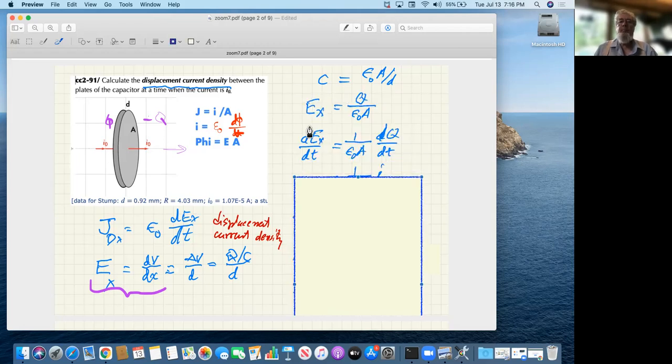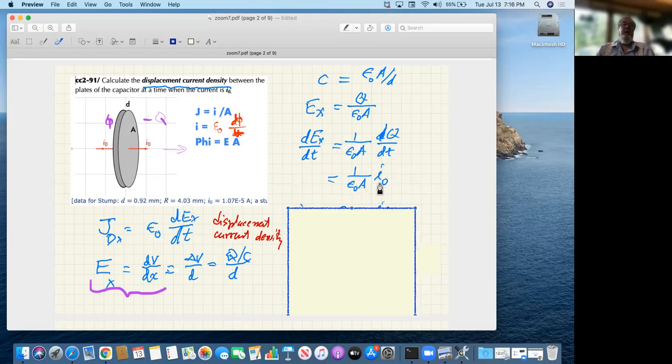So Ex is Q over C times D. C times D is epsilon naught A. dEx dt is 1 over epsilon naught A dQ dt. And dQ dt is the current. So we do have a changing electric field here because the charge is changing on the two plates. So as we're accumulating more and more charge on the left plate and taking positive charge away from the right-hand plate, the electric field between the plates is increasing.